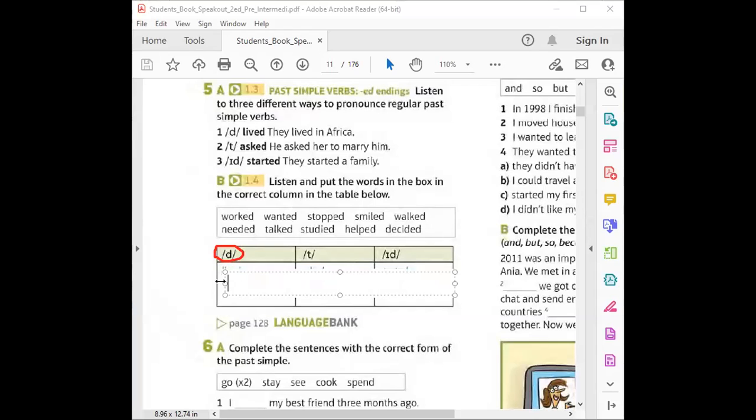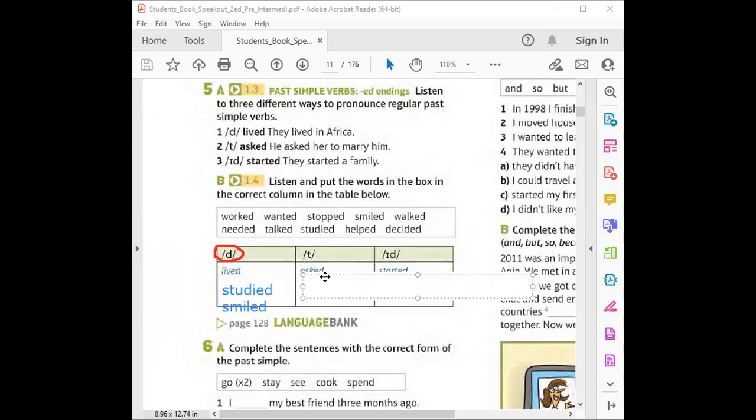We have lived. What else? Studied, correct. What else? We have one more verb. Smiled. Now, what about T? Many of the verbs here are from this category. T. We have asked.